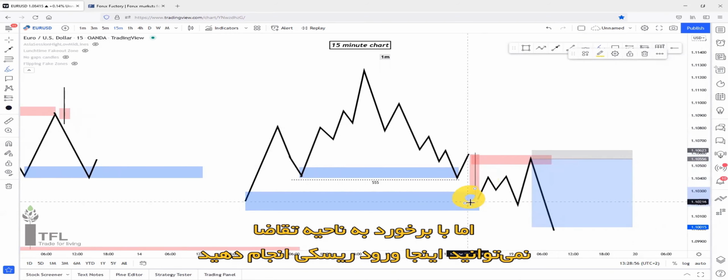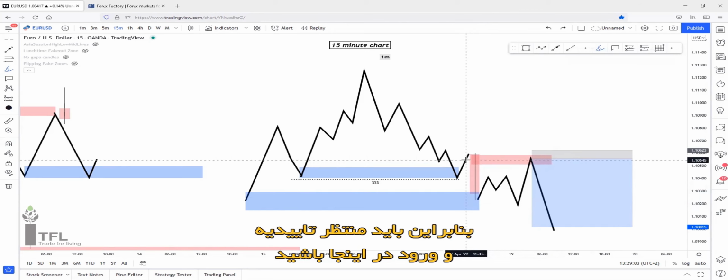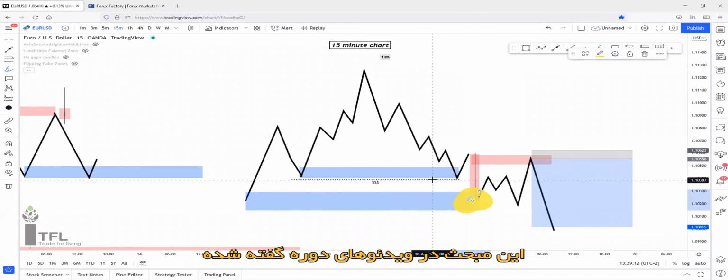But since it's tapped the demand zone, you won't be able to risk enter here because price is coming from an unmitigated 15-minute demand zone, right? So you'll have to wait for confirmation entry right here. You can't open a risk entry right here if price is coming from a demand zone. But that's in the video course.